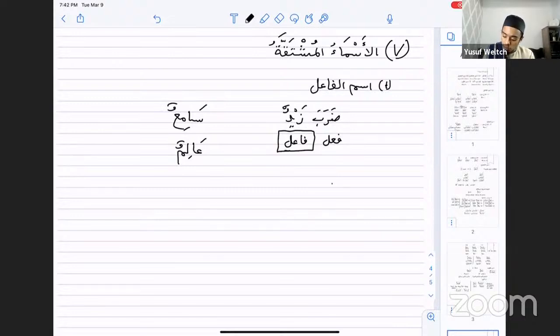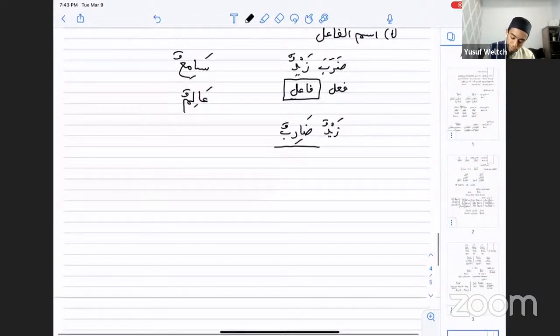But if I change the sentence, zaydun daribun, how would you translate that? Zayd is a hitter. Good. So the word hitter, in and of itself, regardless of it being in this sentence or any other sentence, is a type of word called ismul fa'il. It's a word that was derived from daraba, but it has within it a few meanings.